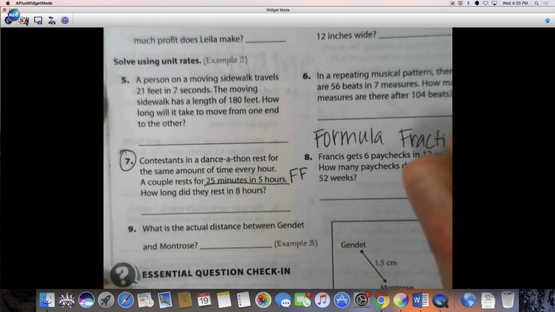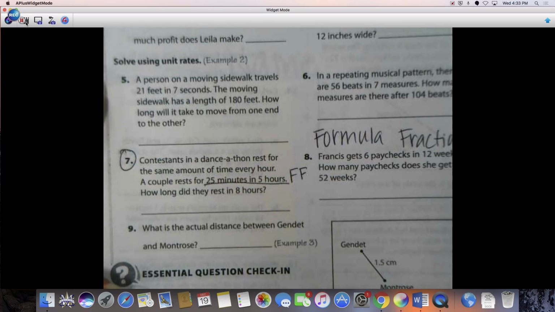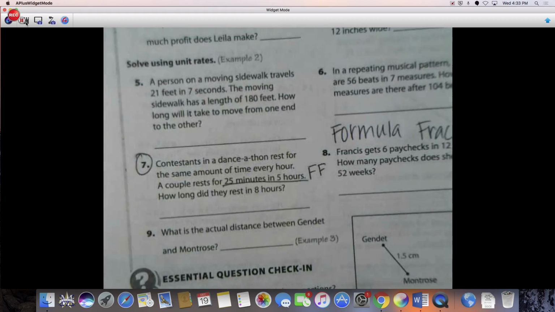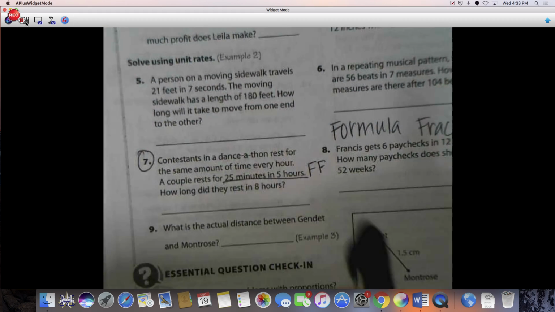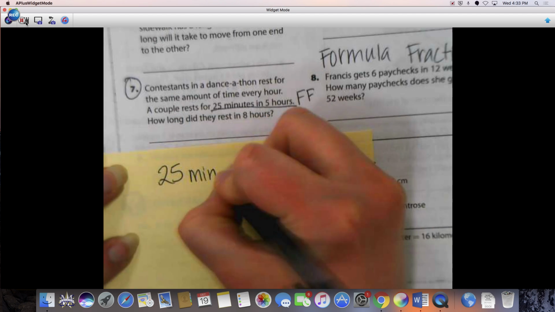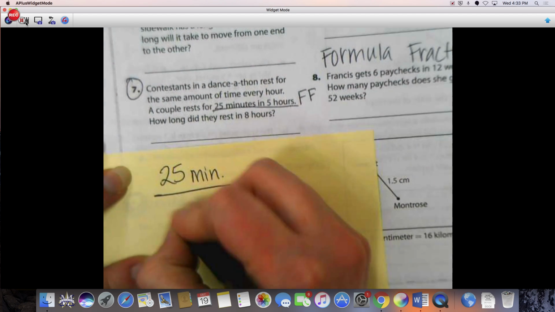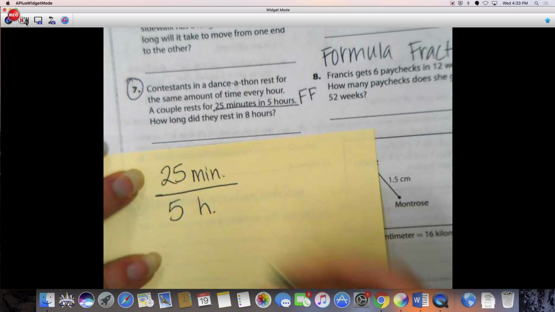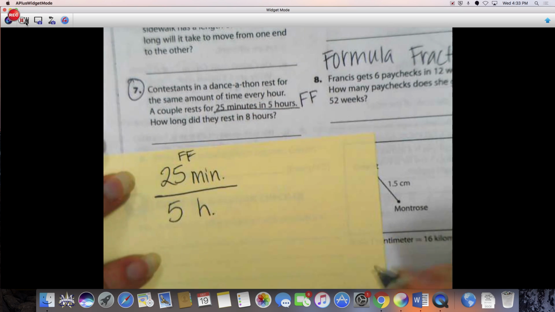Anytime you have two numbers in one sentence, they're giving you the formula. They're telling you what your fraction should look like. So right now I know that for number 7, I should have 25 minutes, and I'm going to put my unit, because that's very important, over 5 hours. Okay? This is my FF, my formula fraction.